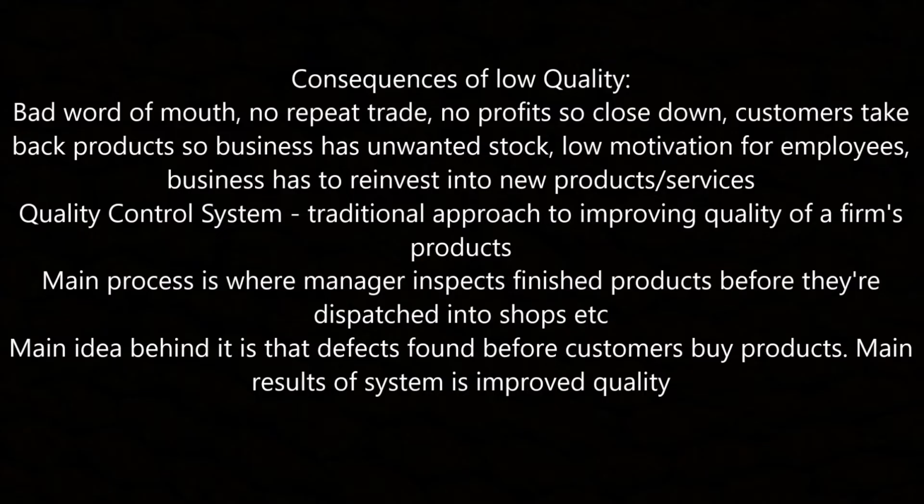A quality control system is a traditional approach to improving the quality of a firm's products. The main process is where the manager inspects the finished products before they're dispatched to shops, and the main idea is that if defects are found before the customers buy the products, the main aim of the system, improved quality, is achieved.